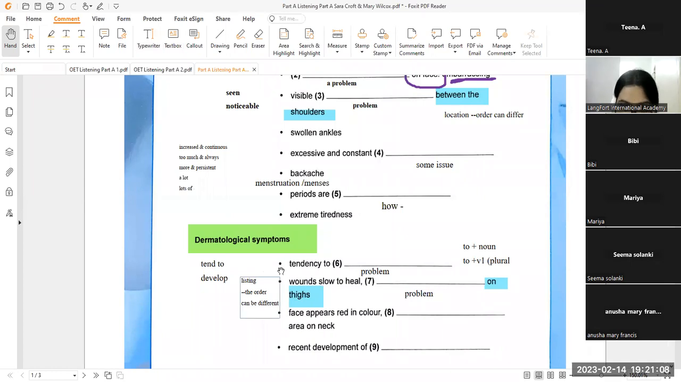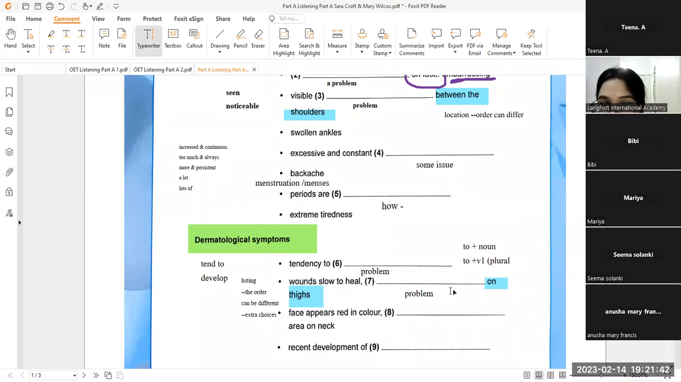They might add extra things. Extra choices can be added there. So they might say wound slow to heal, another problem, blah, blah, blah. But we are looking for the problem on the thighs. So be very careful. When there is a list, the order of the list can be different, or they might add something that we don't need. You need to read and pay close attention. You need to know what you're looking for in order to get your answer quickly.